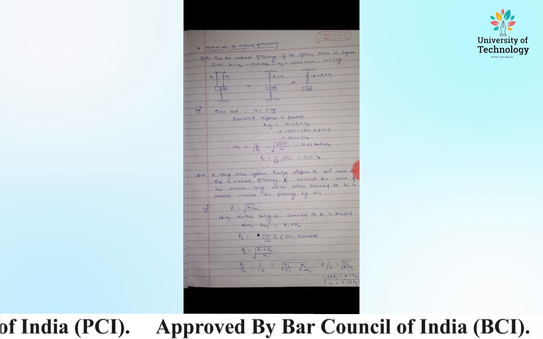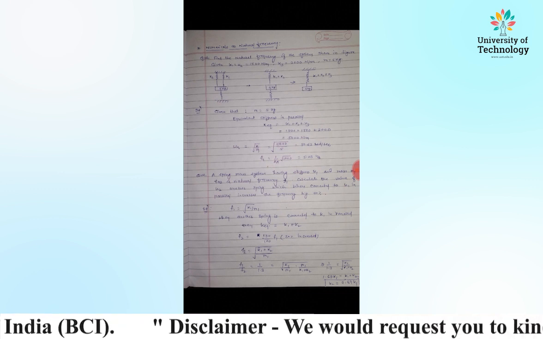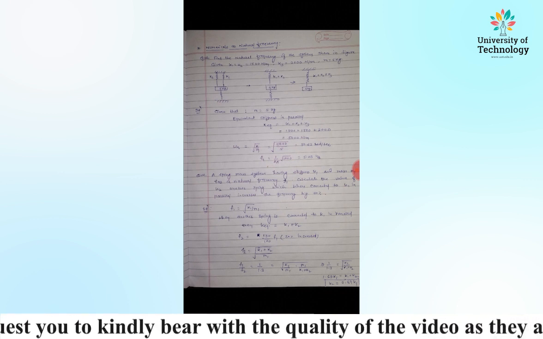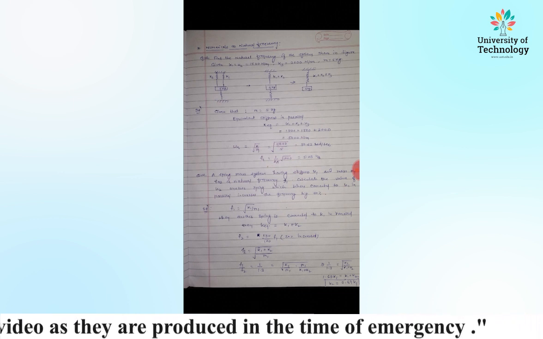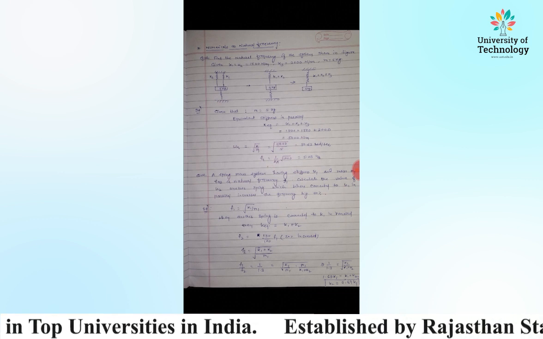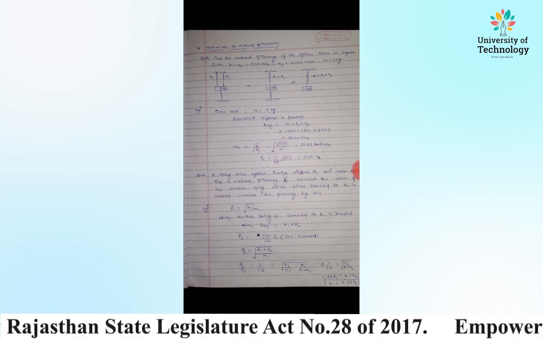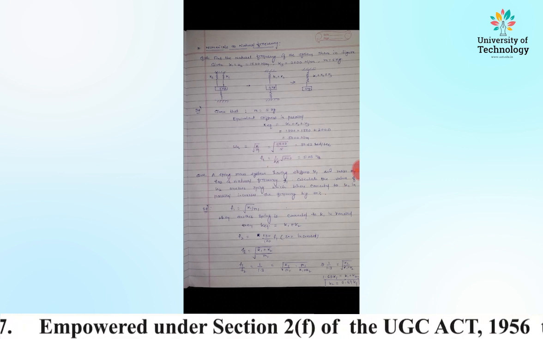The relation between Fn and omega n is omega n is equal to 2 pi Fn, where Fn is equal to omega n by 2 pi. Value of omega n is root of 1000, upon 2 pi is equal to 5.03 Hertz. That is our final answer.